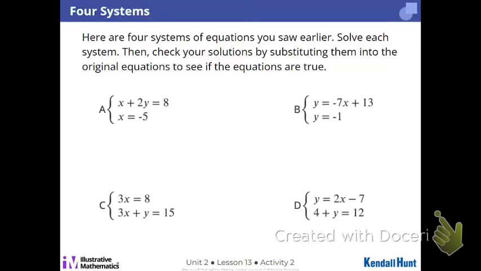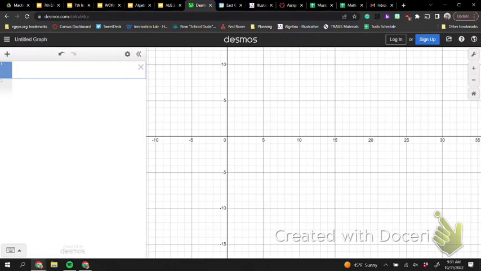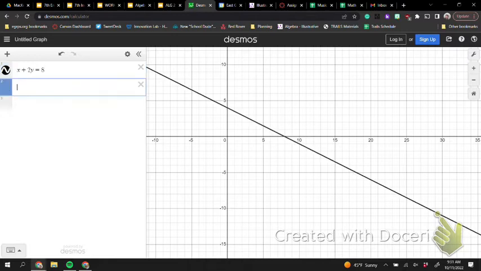In your math notebook, get them situated in four corners. When you're done writing it down, we're going to plug them into Desmos to get answers. All right, so let's look at the first one in Desmos. X plus 2y equals 8. And what was the next one? That'll help me out if you guys tell me.